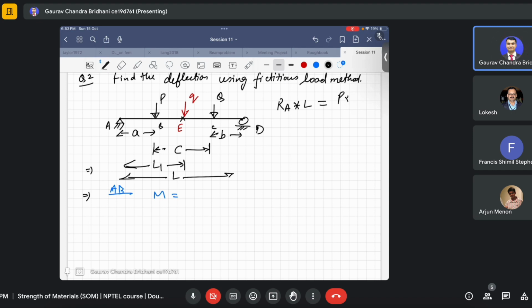P into A plus small q into L minus L1 plus capital Q into B. Okay, I think there should be P into L minus A, not A. So this way we know everything, so we can just divide and find RA.